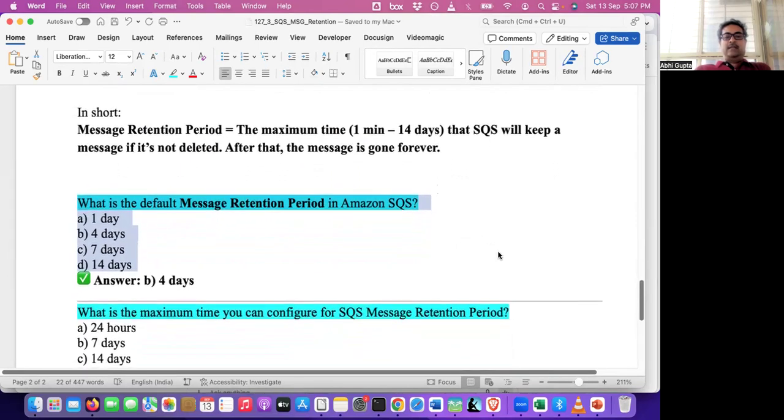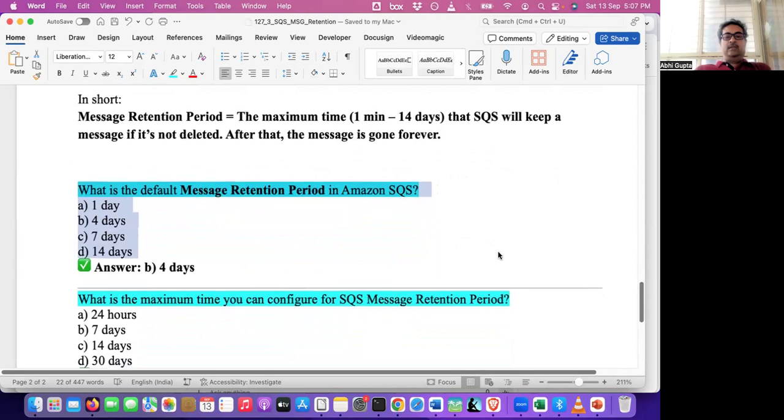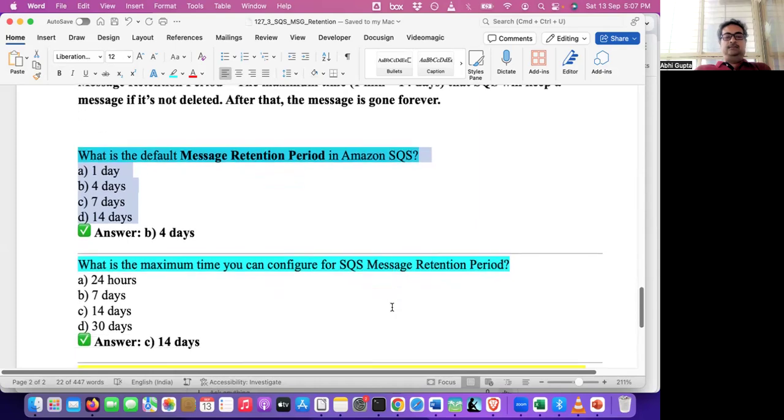What is the maximum time you can configure for SQS message retention period? The maximum time is 14 days.